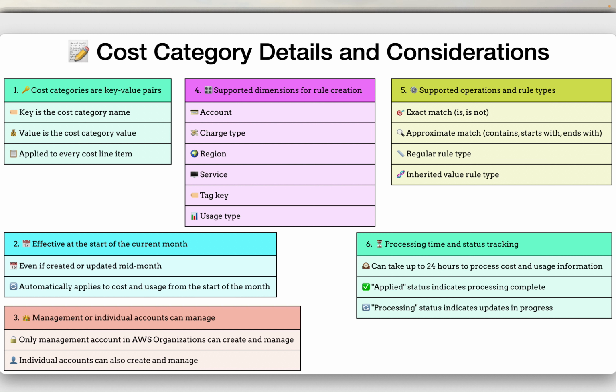Sixth, after creating or editing a cost category, it can take up to 24 hours to process the cost and usage information. The status has a few states, like applied, which means processing is complete, and processing, which means the update is in progress.